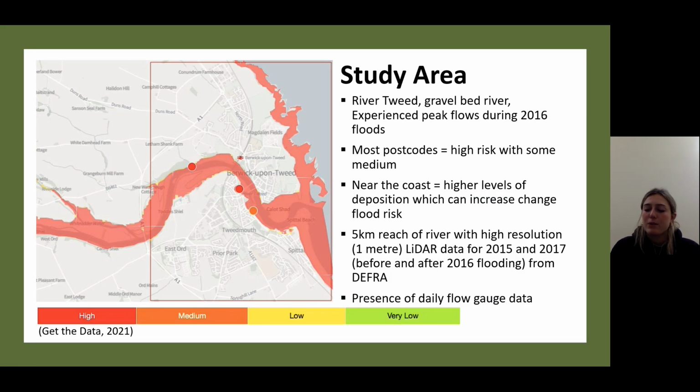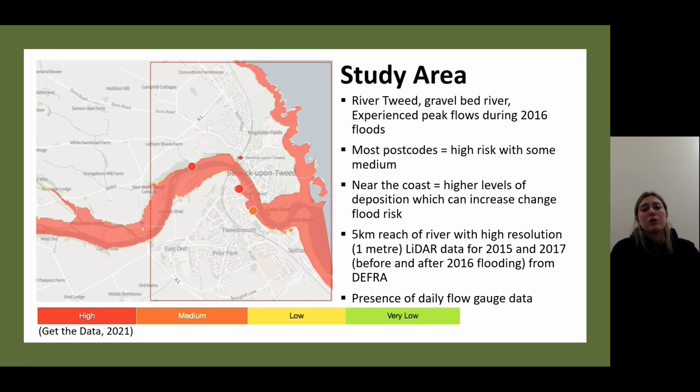So this hydrohazard hotspot was selected as the study area for several reasons. Firstly, there's a lot of motivation for understanding flood risk in this area, as the gravel bed river experienced peak flows during 2016 and there was significant flood damage. Most of the postcodes are considered high risk in the area, with some being considered medium risk, as can be seen by the figure on the left. And also because near the coast there have been high levels of deposition noted, and this could be linked to the capacity of the river, which was explained earlier, which could increase the flood risk.